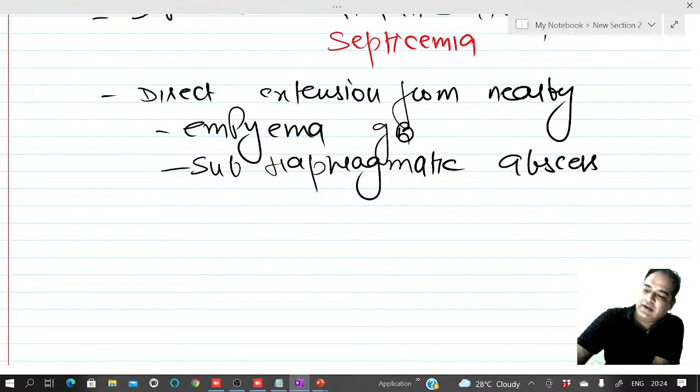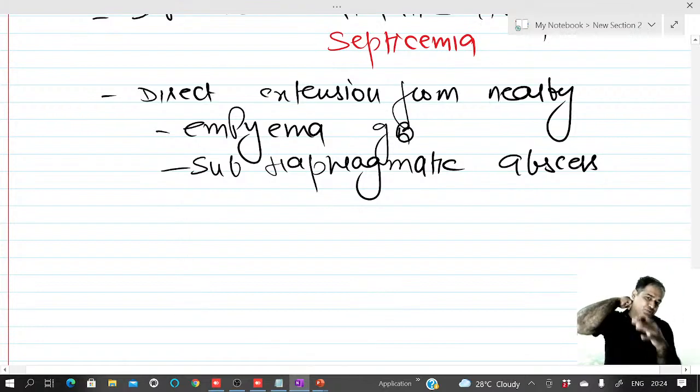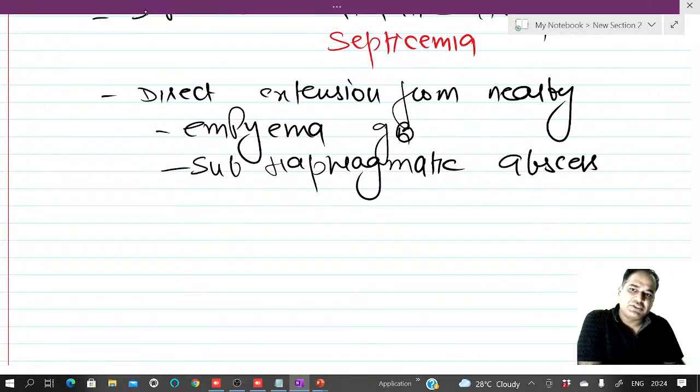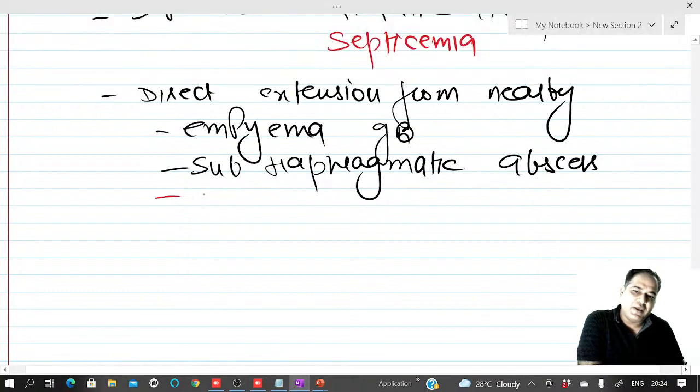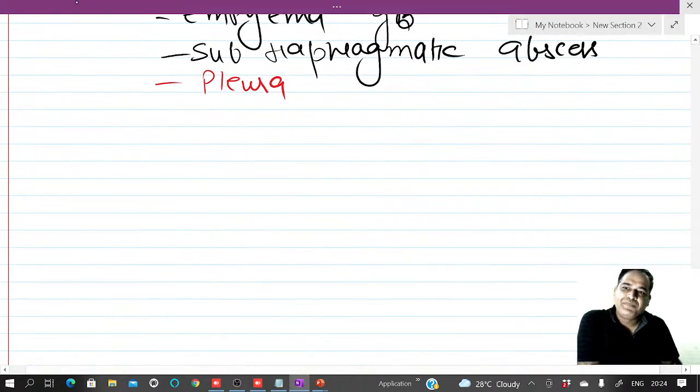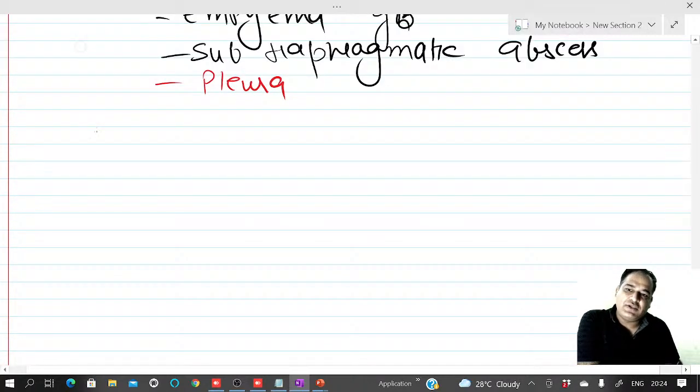That is the most dependent part in a horizontal patient. So if your patient is horizontal, the pus will trickle down to that space. Fine. So infection can also travel from the pleura.